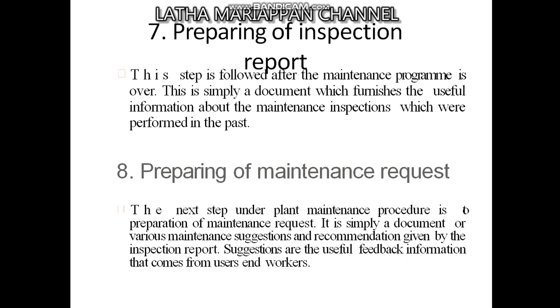Next one is preparing of inspection report. Once everything is done, you have to furnish the information about the maintenance inspections which were performed in the past. Then preparing of maintenance request. The next step under plant maintenance procedure is preparation of maintenance request. It is simply a document of various maintenance suggestions and recommendations given by the inspection report. The suggestions are useful feedback information that comes from users and workers.